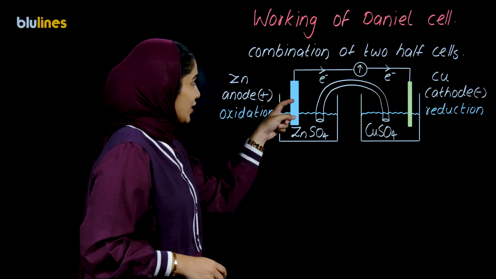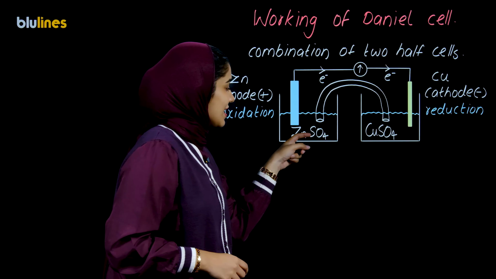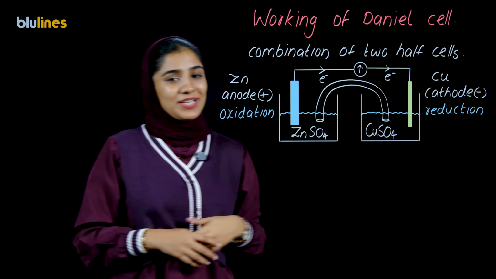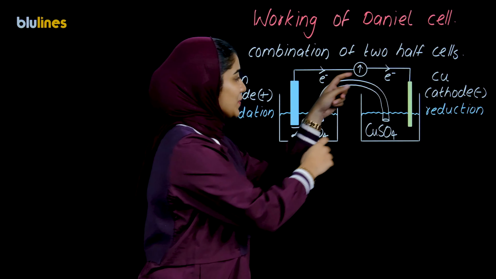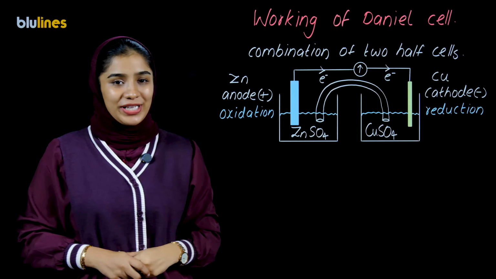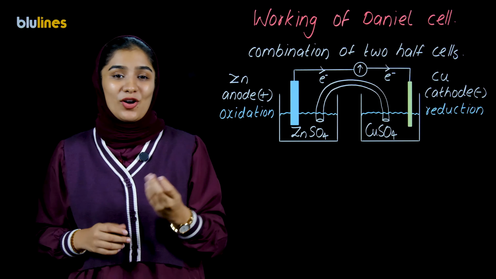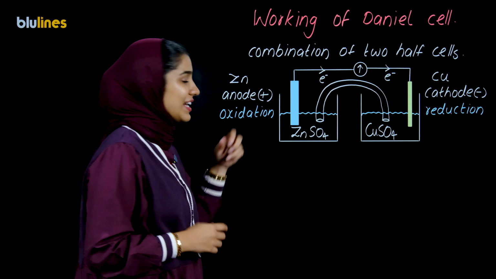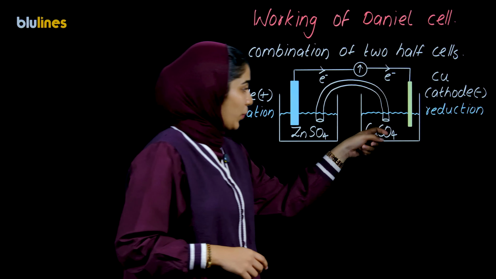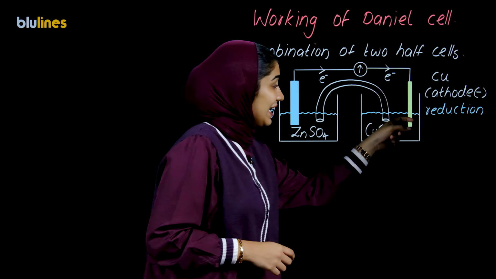So in the Daniell cell, in one of the half cells, the electrode is zinc and the electrolyte is zinc sulfate solution. And in the other one it is copper and copper sulfate solution. Now these are connected using a metal wire. This zinc is the anode here and oxidation takes place there. Zinc has a higher oxidation potential and hence oxidation takes place here. Whereas where copper is immersed, it acts as the cathode and there reduction takes place.